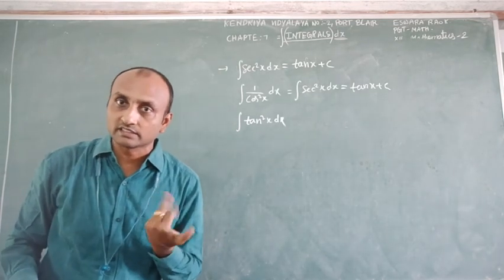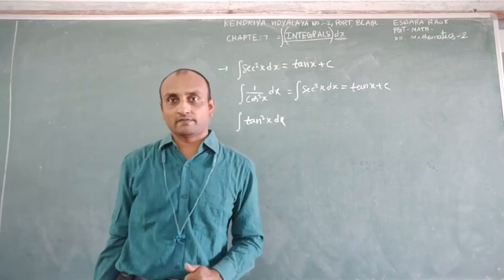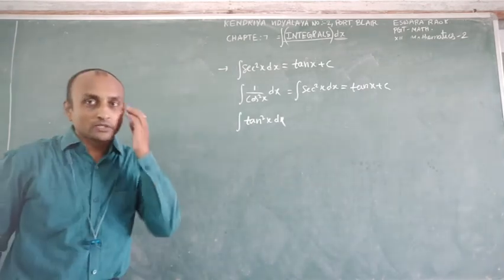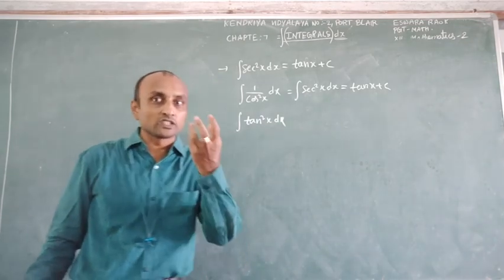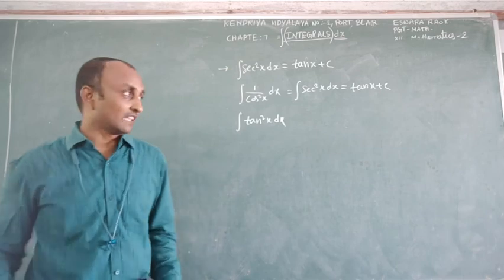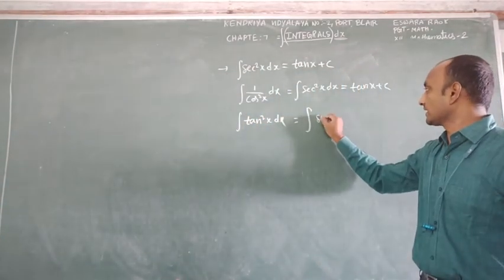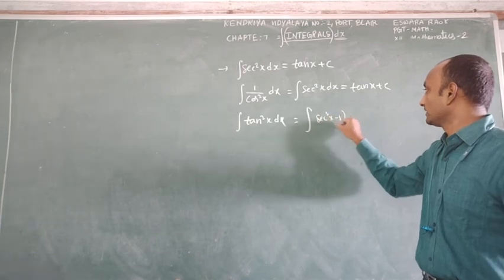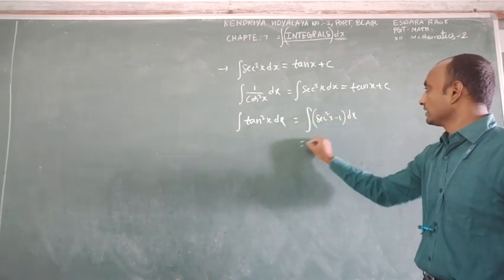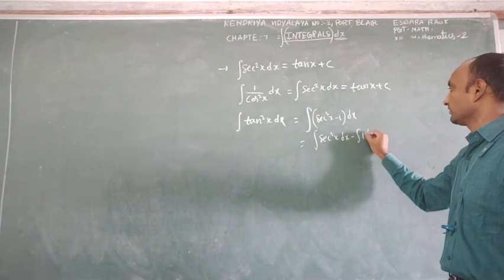But tan square x integration, how to do it? Derivative means you can do 2 tan x into secant square x. But integration of tan square x, to find that, tan square should be written with known things which we can integrate. So tan square is having an identity. Tan square x can be written as secant square x minus 1 into dx. So integration of secant square x dx minus integration of 1 dx.